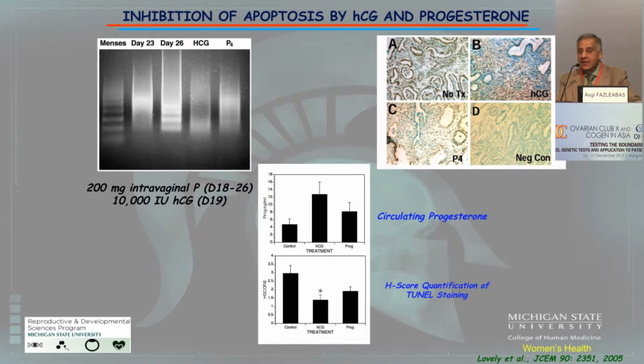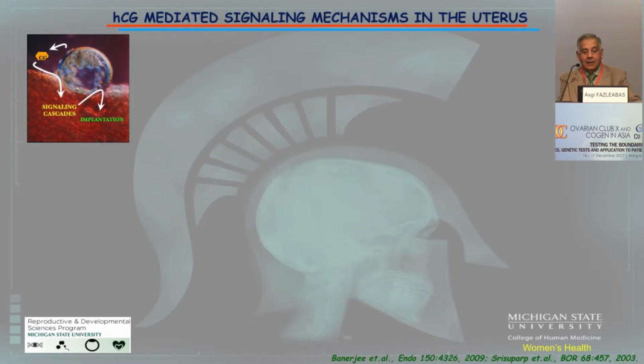We also see the increase in progesterone levels in response to the intravaginal progesterone treatment, and this is the H score for TUNEL staining, which is significantly downregulated in the presence of HCG. So we're getting these responses in the non-human primate, creating an environment that is similar to what's happening during implantation. So our next question was, what are the signaling mechanisms that are associated and initiated by the presence of chorionic gonadotrophin within the endometrium? And what does the embryo do at the time of apposition to alter the endometrial environment in response to the embryonic signal?